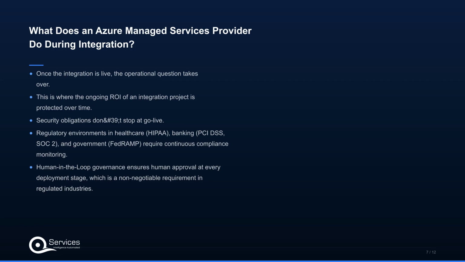A managed services partner monitors API health, tracks SLA compliance, manages certificate renewals, handles Azure platform updates, and provides capacity planning as usage grows. Azure Cost Optimization Consulting is typically bundled into managed services: monthly spending reviews, reserved capacity recommendations, autoscaling policy tuning, and cleanup of unused resources.